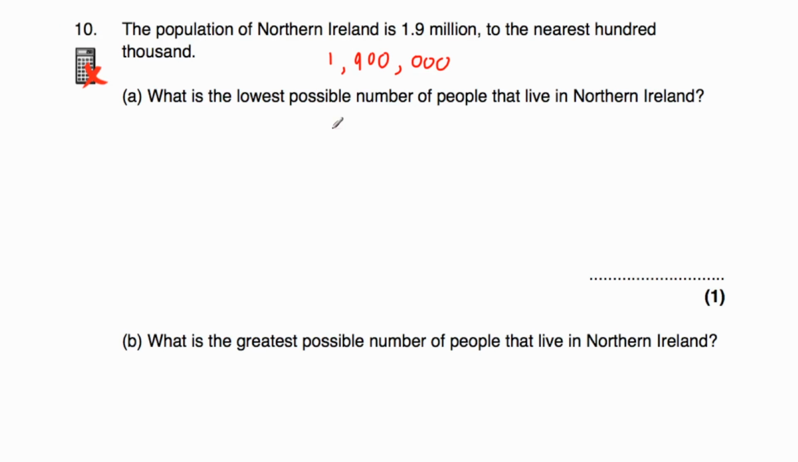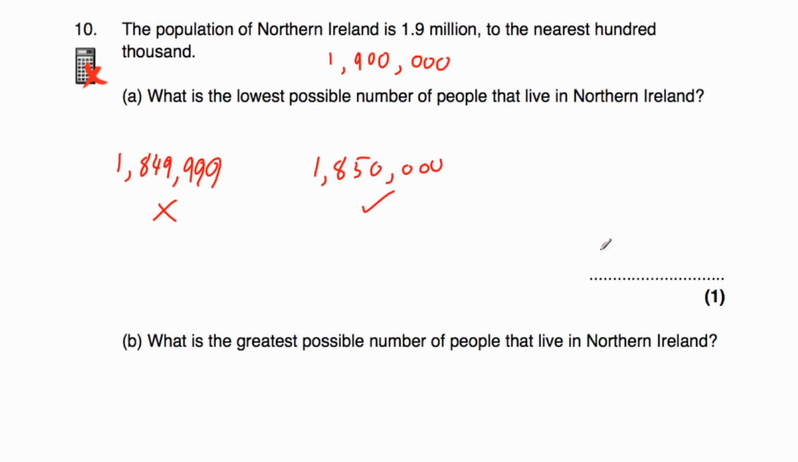And we've been asked what's the lowest possible number of people that could live in Northern Ireland. So it could have been a number lower than 1,900,000, and it could have been anything as low as 1,850,000, because anything below that number, such as 1,849,999, whenever we round it to the nearest 100,000, would be 1,800,000 rather than 1,900,000. So that number wouldn't work, that would round down, whereas this number would round up to the nearest 100,000 to be 1.9 million or 1,900,000.